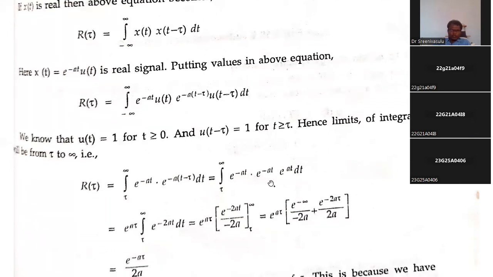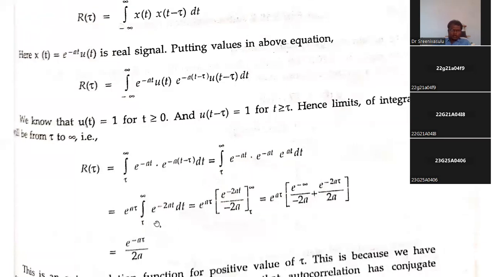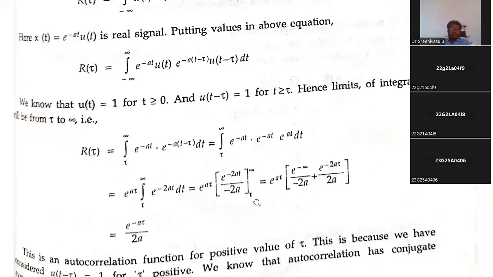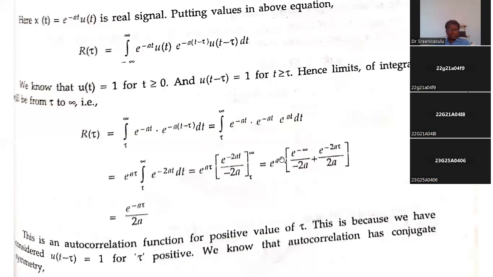Is there anything common? You see here e power a tau and e power minus 2 a tau, and you can integrate this and substitute the limits. Like that we can calculate this autocorrelation function.